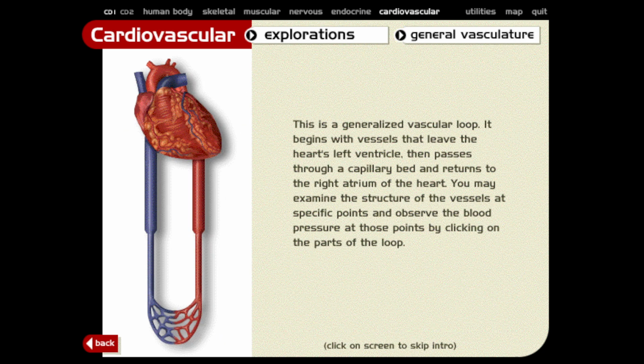This is a generalized vascular loop. It begins with vessels that leave the heart's left ventricle, then passes through a capillary bed and returns to the right atrium of the heart. You may examine the structure of the vessels at specific points and observe the blood pressure at those points by clicking on the parts of the loop.